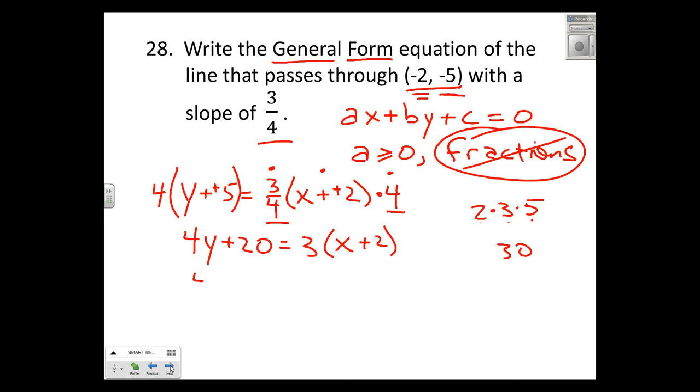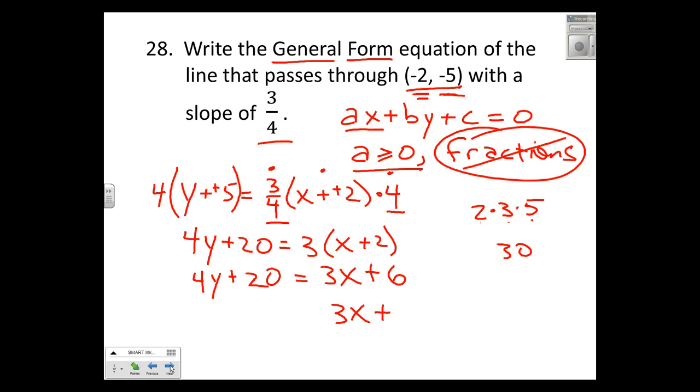And 4y plus 20 is 3x plus 6. And ultimately, I want to get everything to one side, but I note I want a to be positive. So my number in front of x should be positive. So I'm going to leave 3x. I'm going to leave 6.